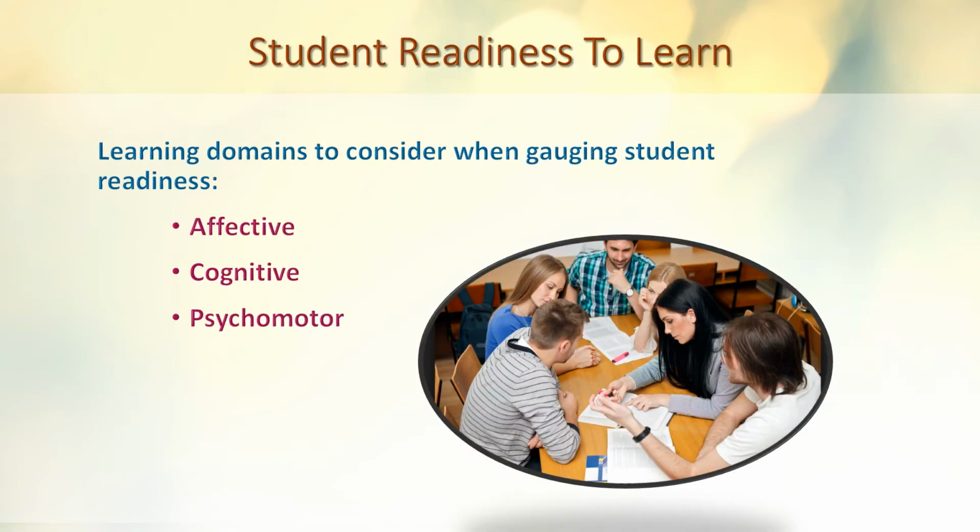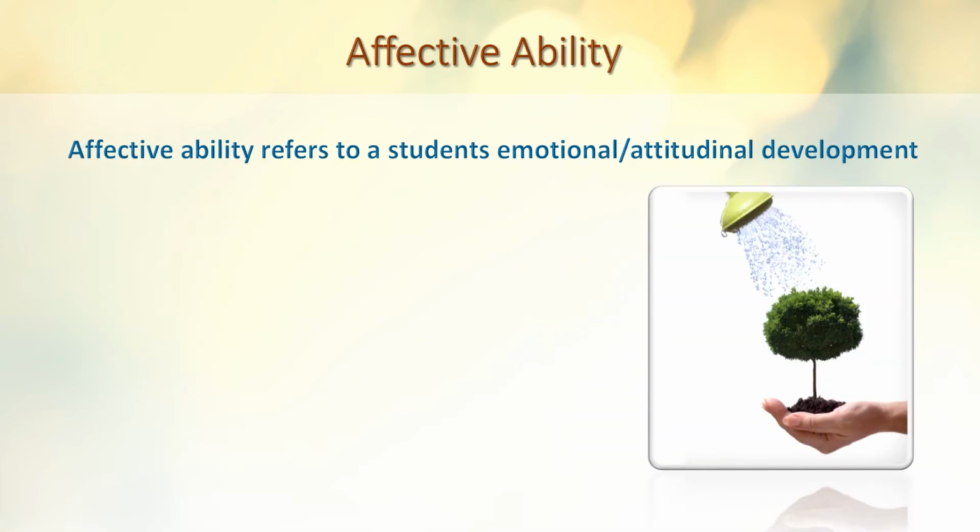Following the Bloom's taxonomy learning domains model, there are 3 types of learning domains, which include affective skills, cognitive skills, and psychomotor skills. While all 3 are critical to the facilitation of student learning, we will be focusing on the cognitive and affective domains. Equally important to the development of cognitive skills is the development of student affective abilities. Affective ability refers to a student's emotional and attitudinal development.